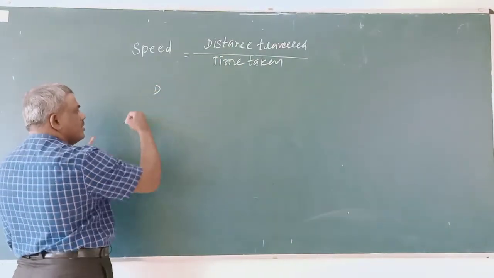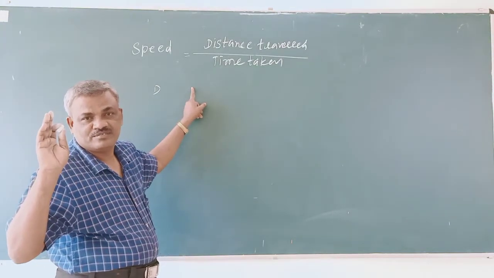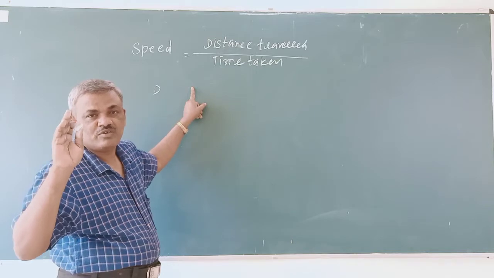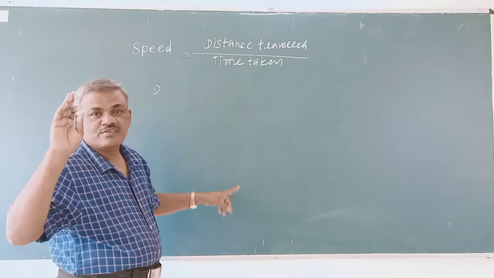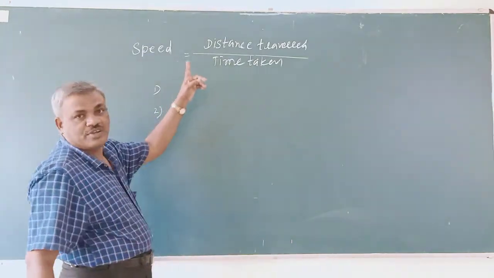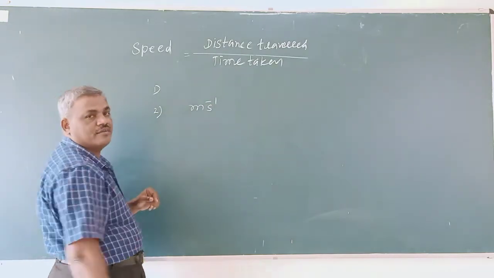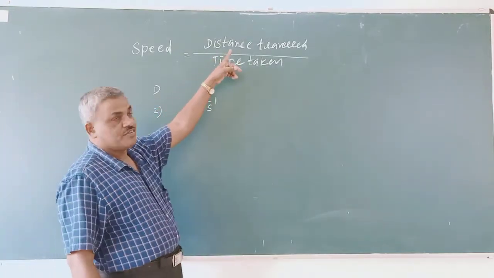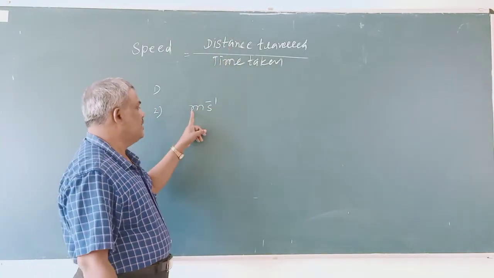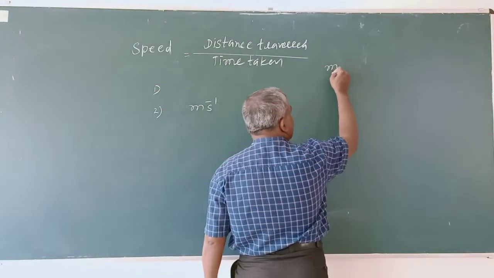And one more point: speed is a scalar quantity. It has only magnitude but no direction. The SI unit of speed is meter per second. The SI unit of distance is meter and the SI unit of time is second. So the unit is meter per second.